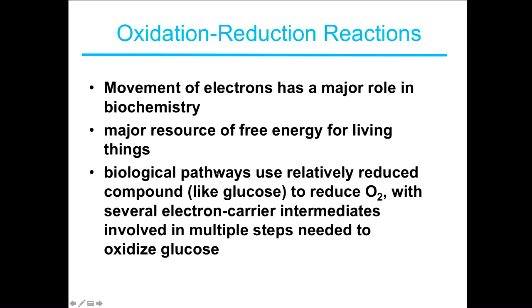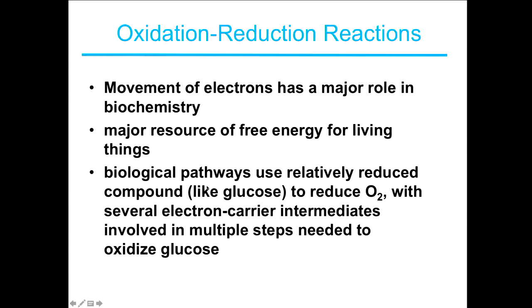So in a lot of these different pathways we're talking about, like glycolysis and everything, we're going to have a relatively reduced compound like glucose, and it's going to be fed into some pathways. In those pathways, we're going to have some redox reactions, and eventually some of those electrons are used way farther down the set of metabolic pathways to reduce oxygen. Okay, and this is why we need to be able to breathe in oxygen.